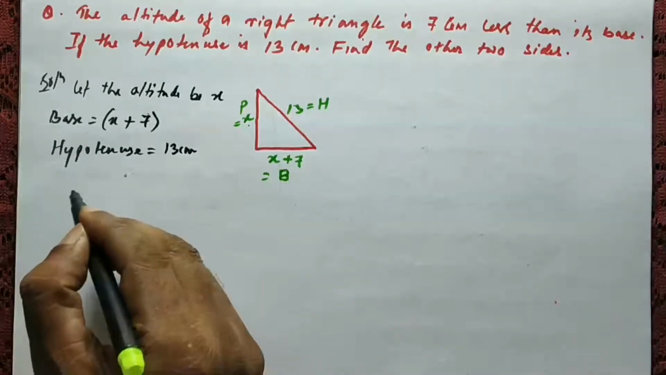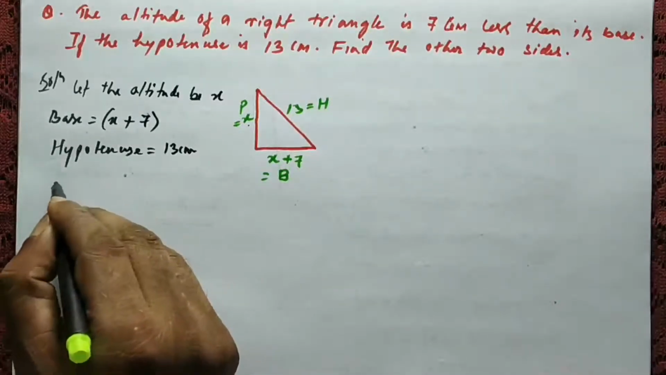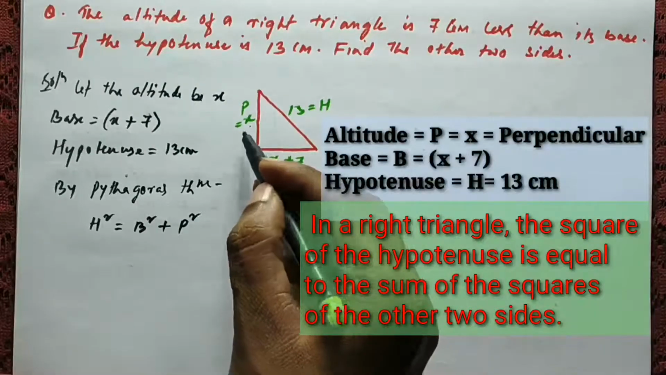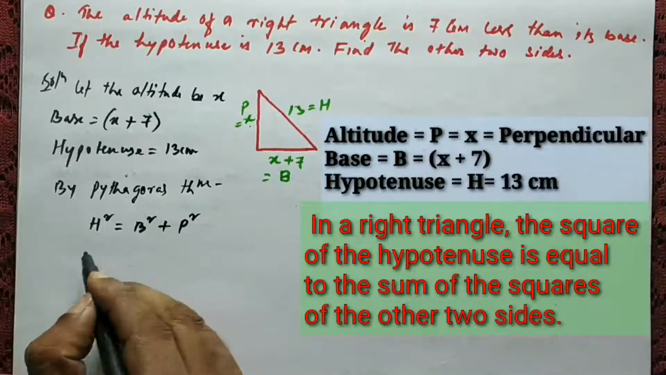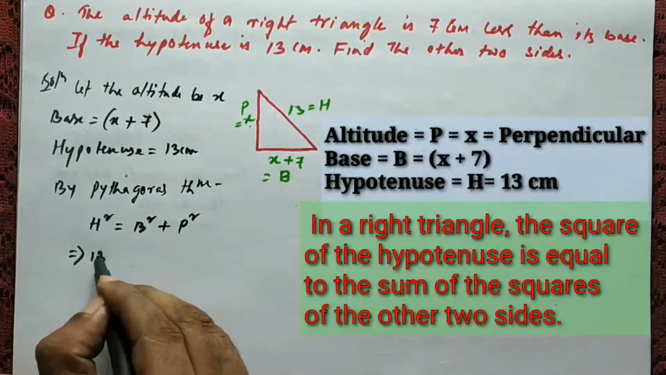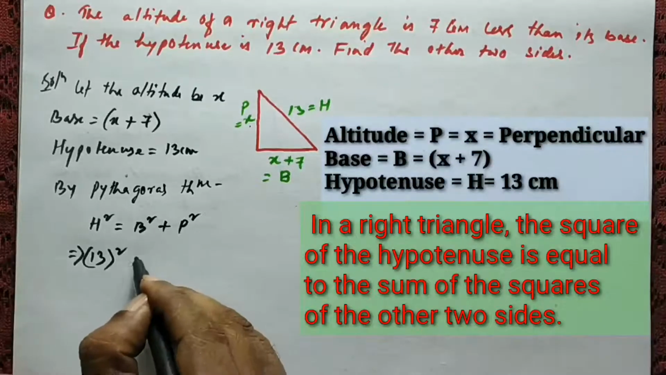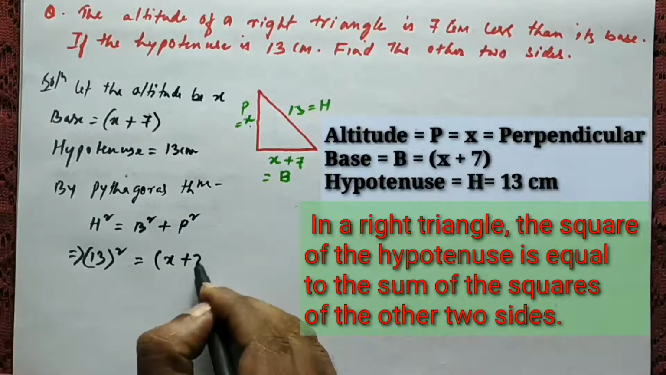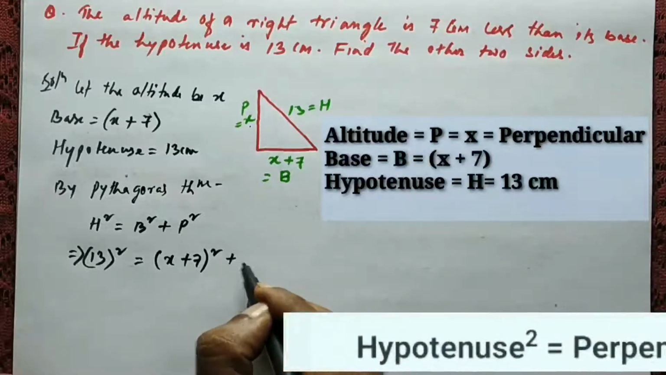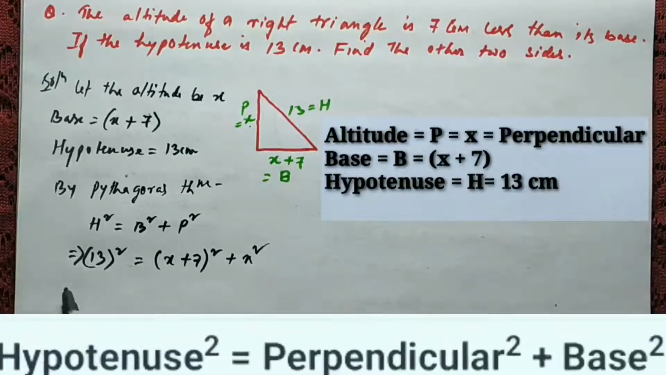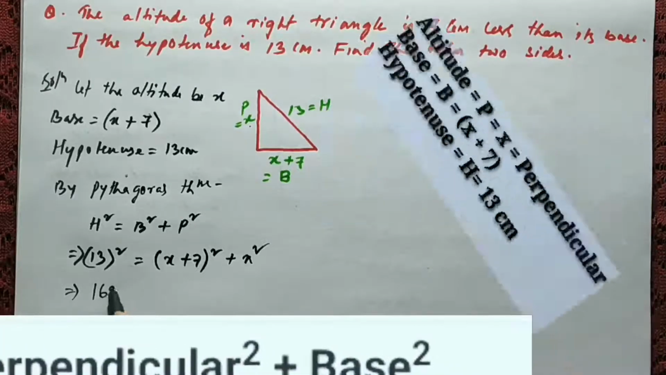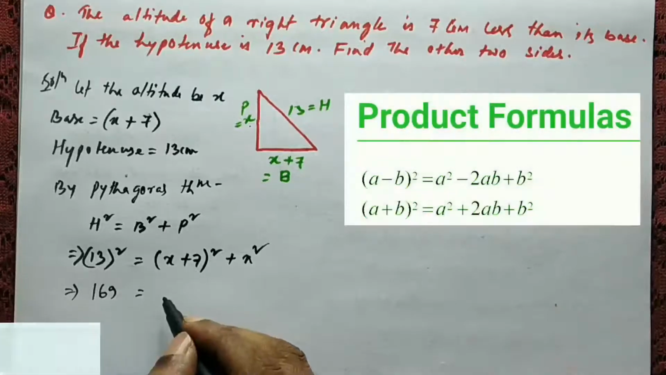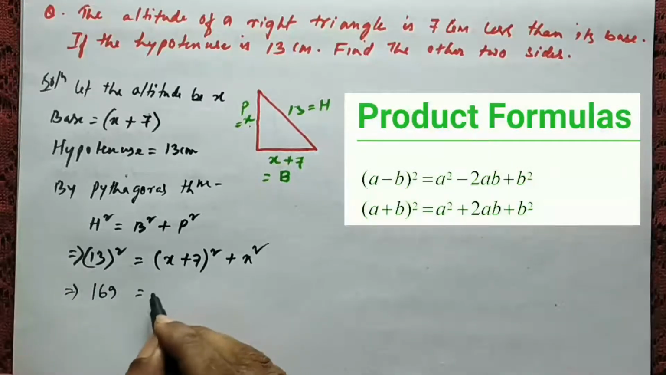So we know that by Pythagoras theorem, h square is equal to p square plus b square, we can write it. So this is 13 square equal to b, we have x plus 7 whole square plus x square. 13 square is 169 equal to. (a plus b) whole square is a square plus twice ab plus b square. So we shall break it in that form.